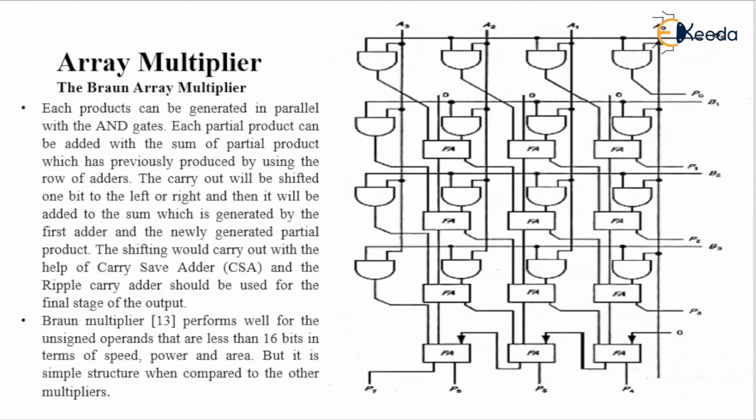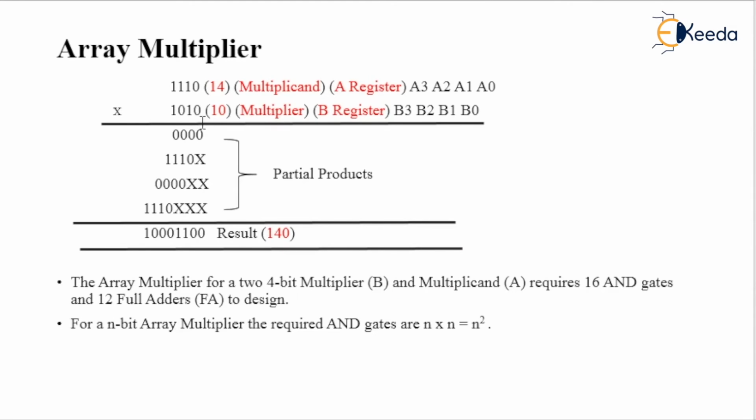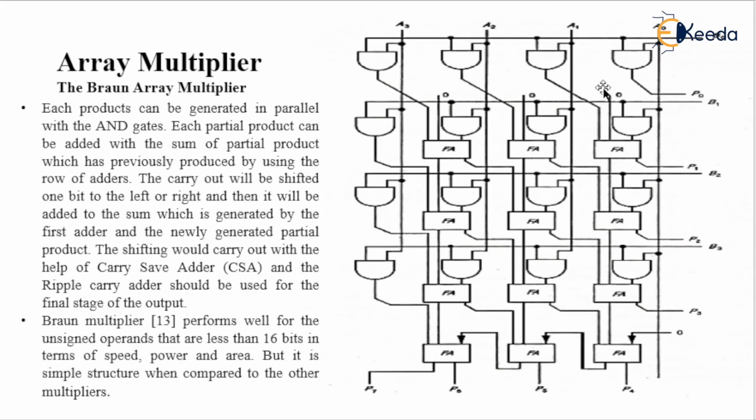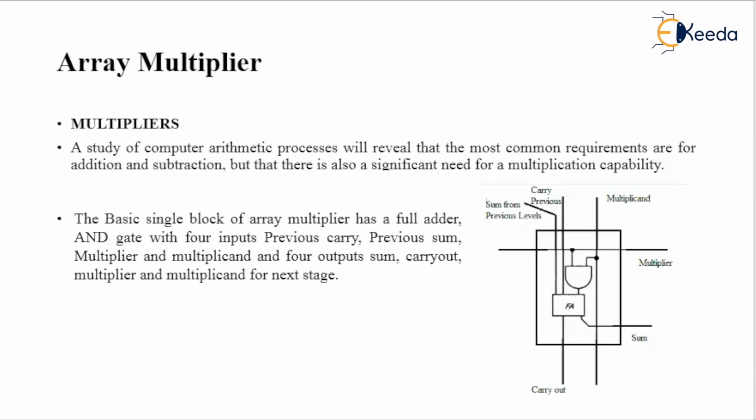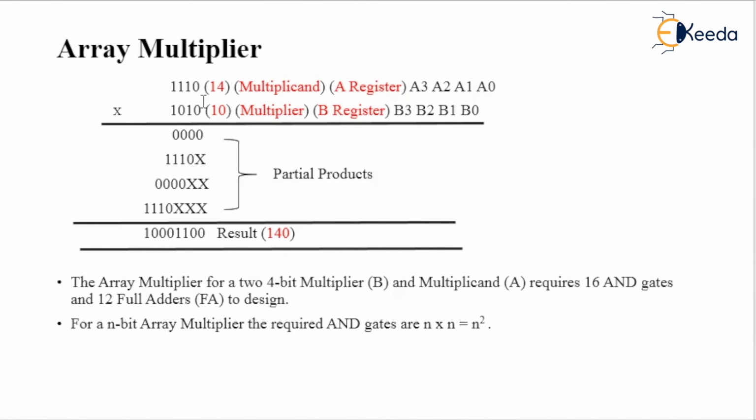So see here, no need to worry. 0 into 0 means 0, 0 into 1 means 0. So the product is existing with the help of these AND gates. Whatever the 16 AND gates are there, those 16 AND gates are providing these individual products: 0 into 0 is 0, 0 into 1 is 0.